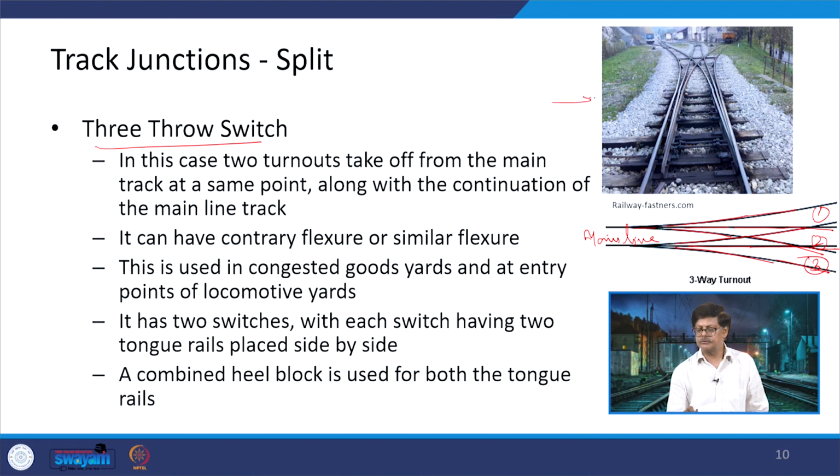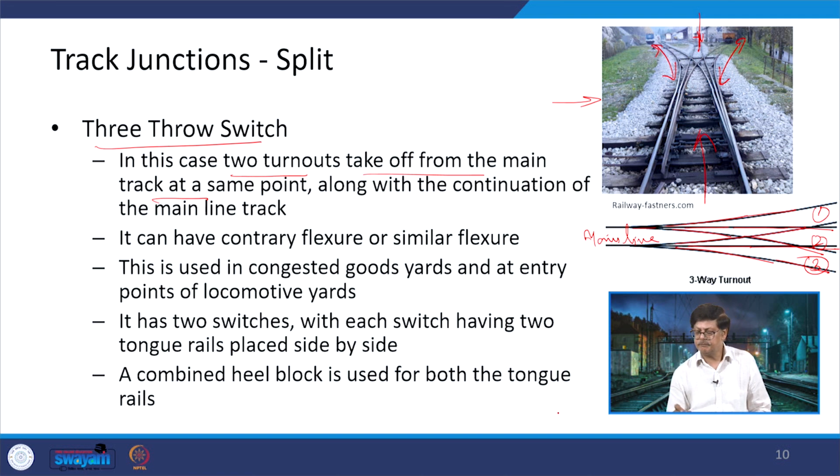If you see in the photograph also, we are coming from this main track, and this main track continues ahead, but at the same time it is aligned to move in this direction as well as in this direction. Or, if some train is coming from the other direction, it can come and merge here and then follow the same main track. To control these things, you will again need to provide points and switches, and the crossings will also be there. In this case, the two turnouts take off from the main track at the same point.